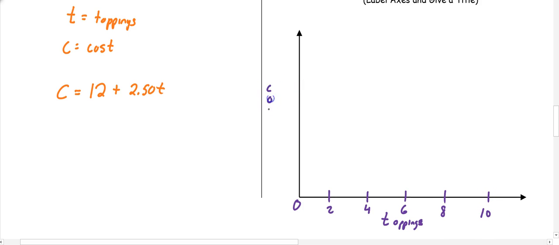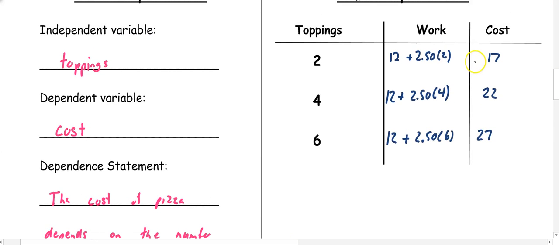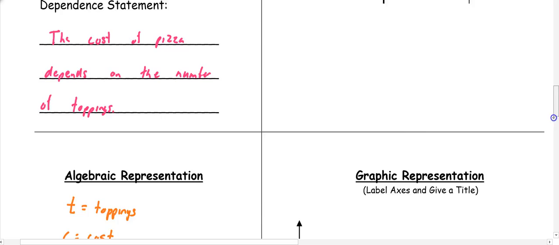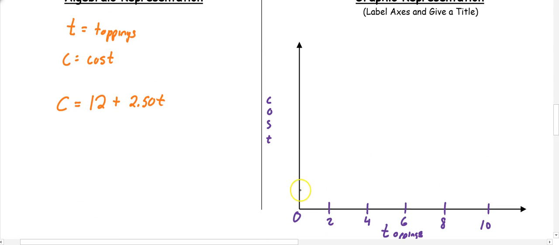And then I have cost. Now this is where we have to be careful. If we go back and look at our table, we had $17, $22, $27. We can't just start at $17. We need to figure out a number that we can go up by that will evenly space our graph. So I'm going to go up by 5s starting at 0. So I have 0, 5, 10, 15, 20, 25, 30.